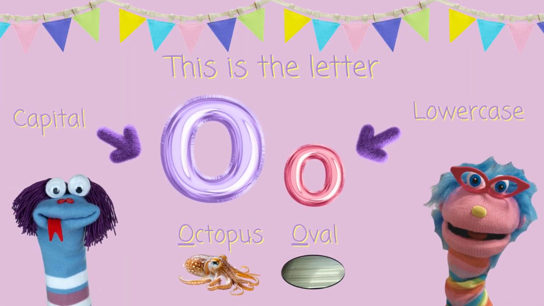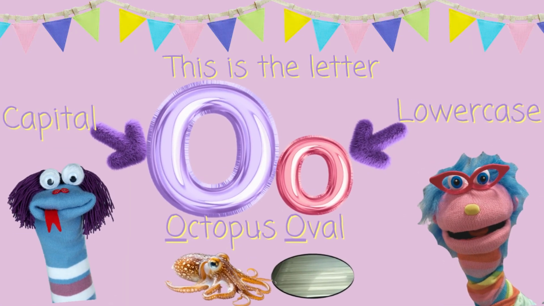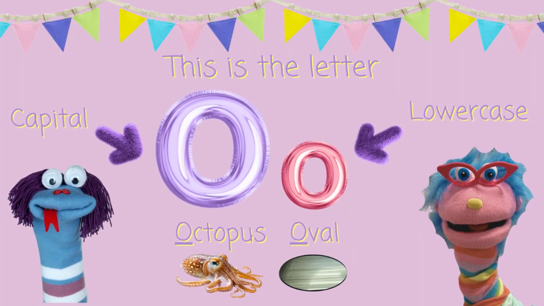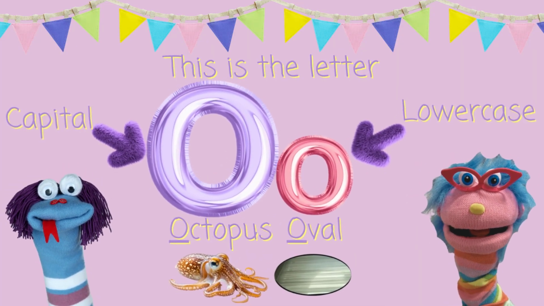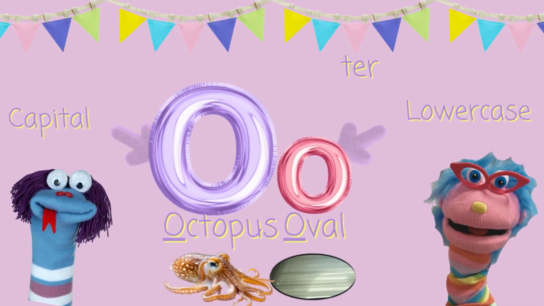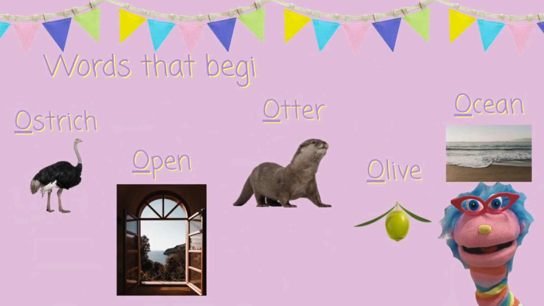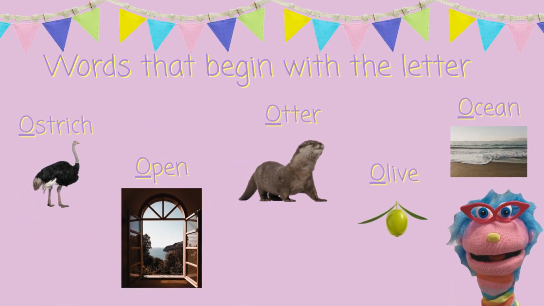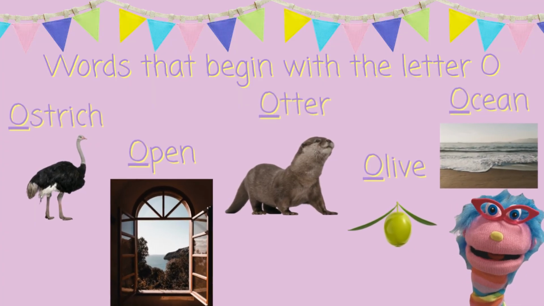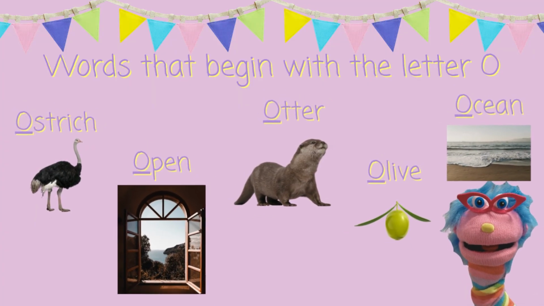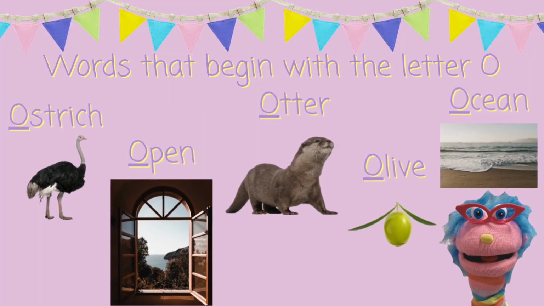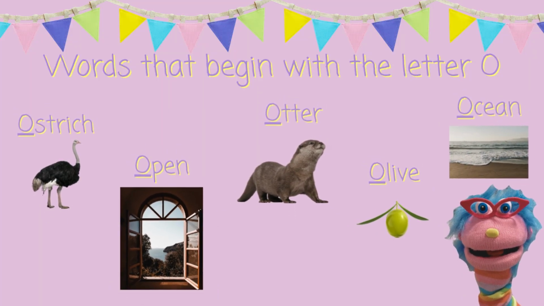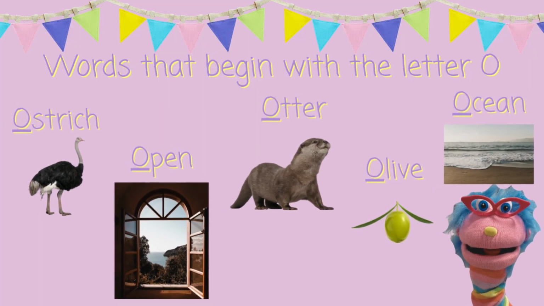O says O as in octopus and O as in oval. Can you say ah? Good job. Can you say O? Good job. Let's look at some words that begin with the letter O. Ostrich, open, otter, olive, ocean. Do you hear the ah sound? Do you hear the O sound?